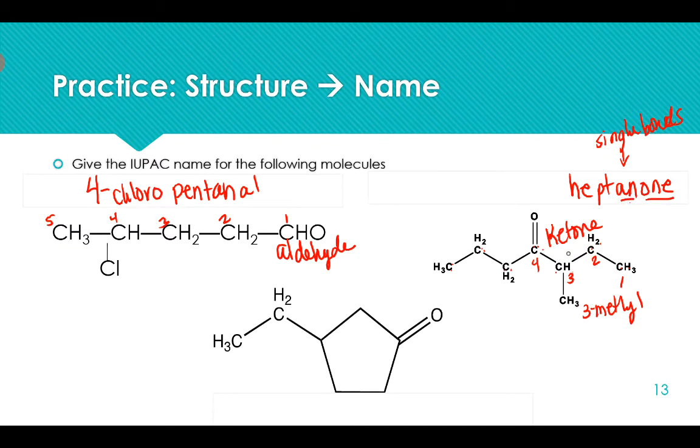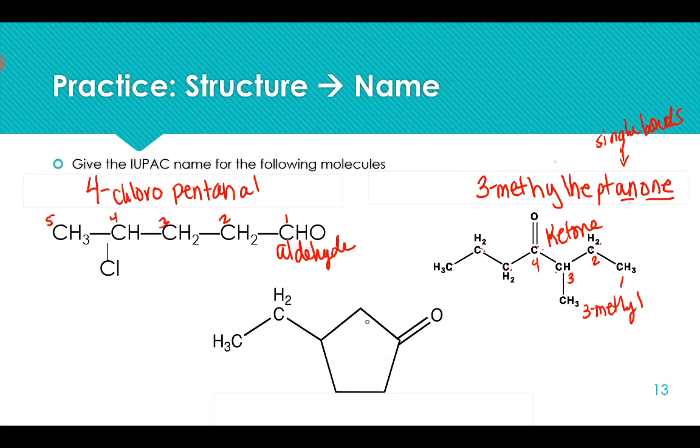And then we have our 3-methyl group. So 3-methyl heptanone. That's not a space in there. I just didn't budget my space well. Here, I'll drag it out a bit more. 3-methyl heptanone, no space.